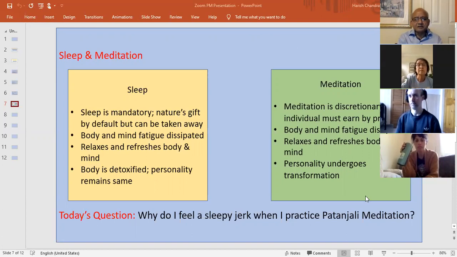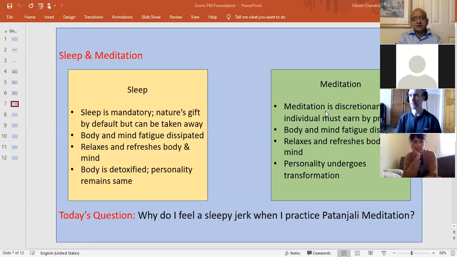On the other hand, meditation is discretionary. As you know, not everybody naturally gets interested in meditation. So meditation is something, well, we don't want to be biased, but that's the way we will see towards the end of this slide, that this is one step beyond sleep.